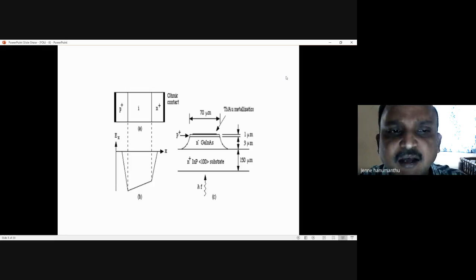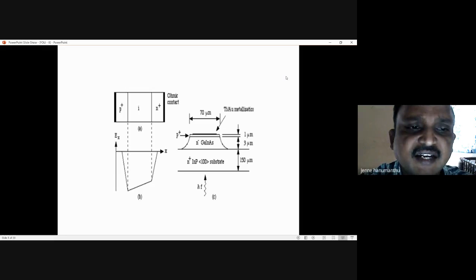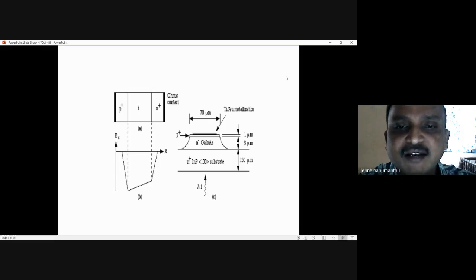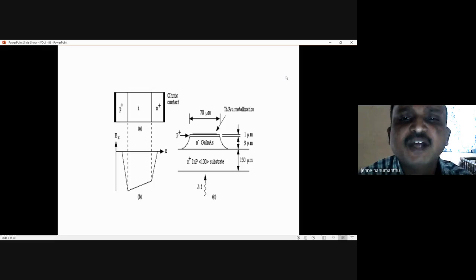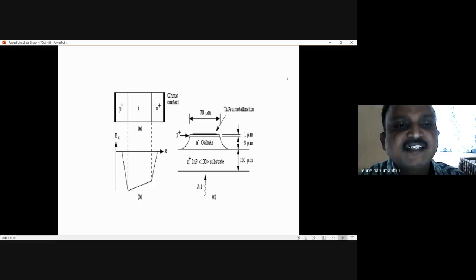So because of the extended intrinsic region in the PIN diode, when light is incident at the end of the fiber, because at the end of the fiber light is emitted, the light falls on the I region of the PIN diode and the total light is absorbed by the I region, the intrinsic region. When the light is absorbed in the I region, it creates photocarriers.